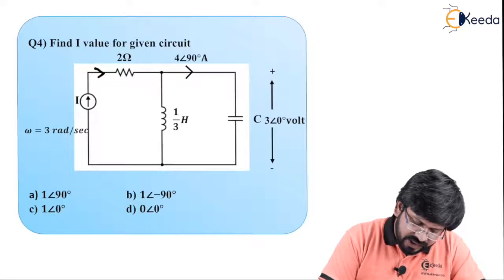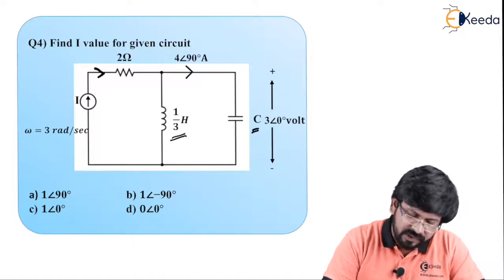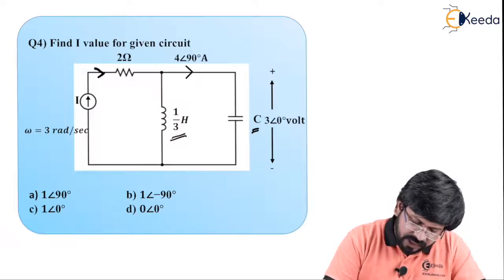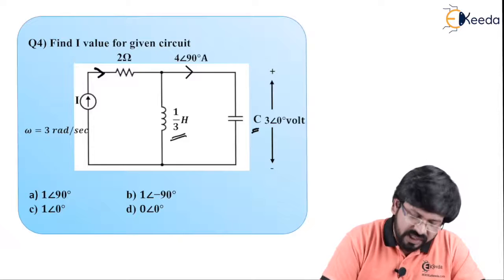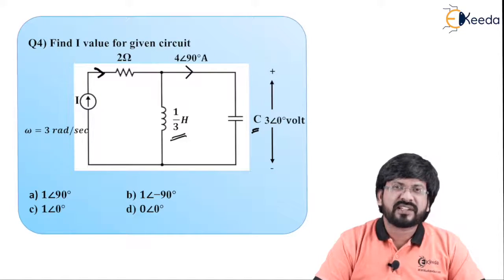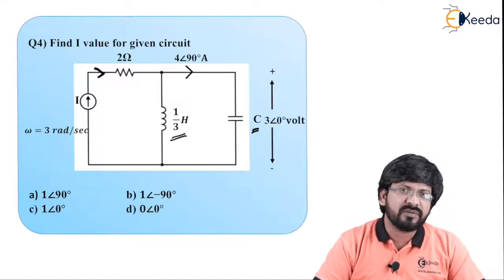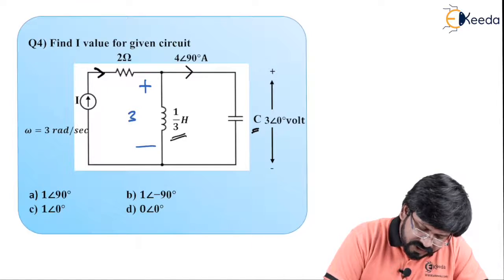Thereafter, it is inductor L having 1 by 3 Henry value. Capacitor C value is not given, but voltage across capacitor is given, which is 3 at an angle of 0 degree. By observation, we can say that if voltage across capacitor is 3 at an angle of 0 degree, since inductor and capacitor are connected in parallel, we know the fact that voltage across a parallel circuit is always the same, meaning that I can consider voltage across inductor also 3 at an angle of 0 degree.